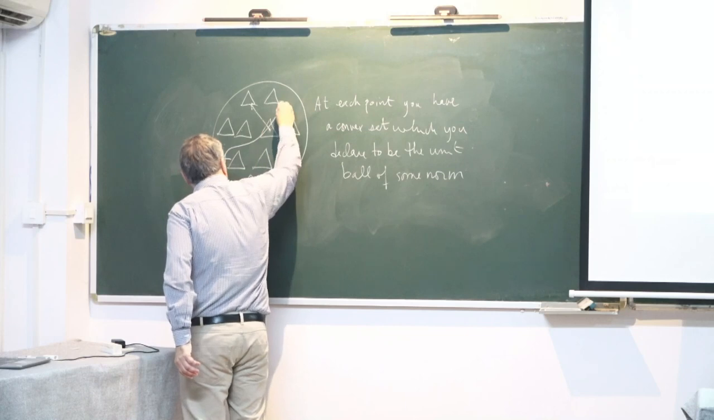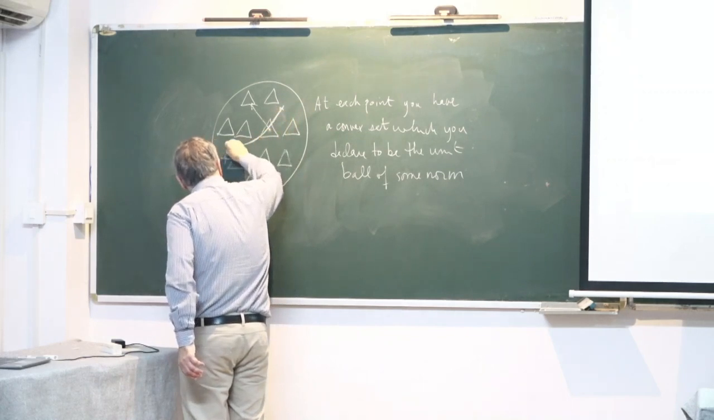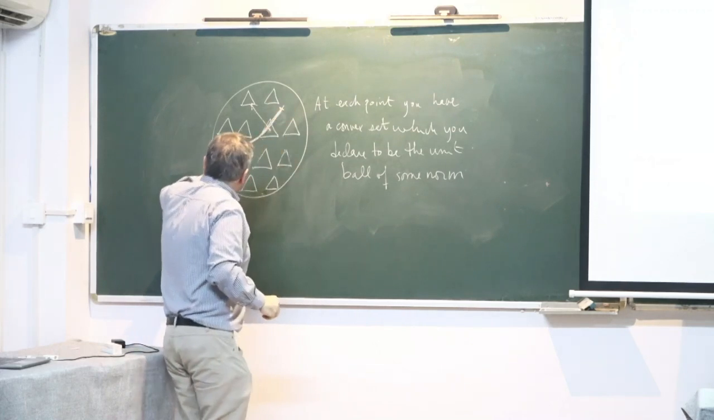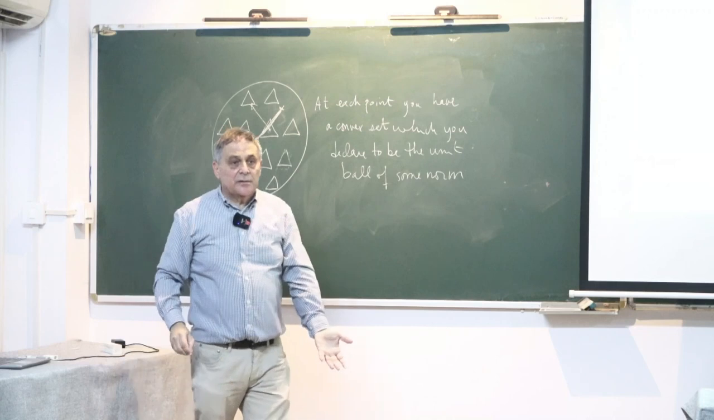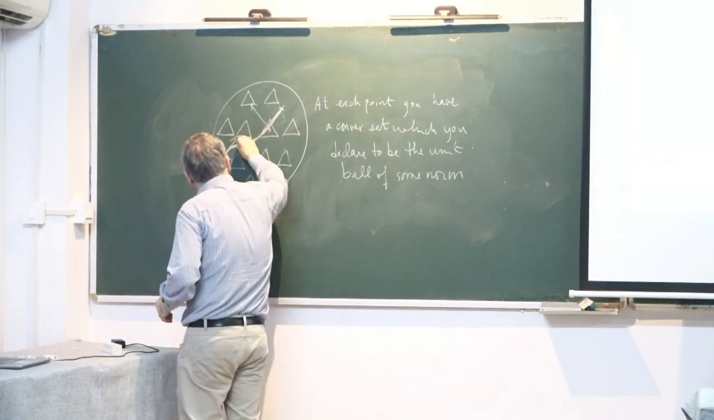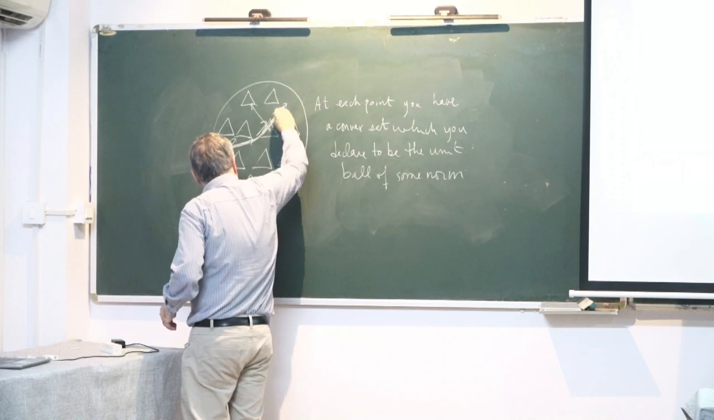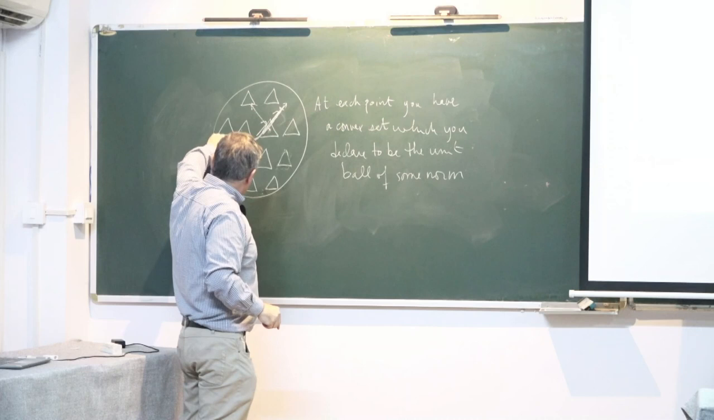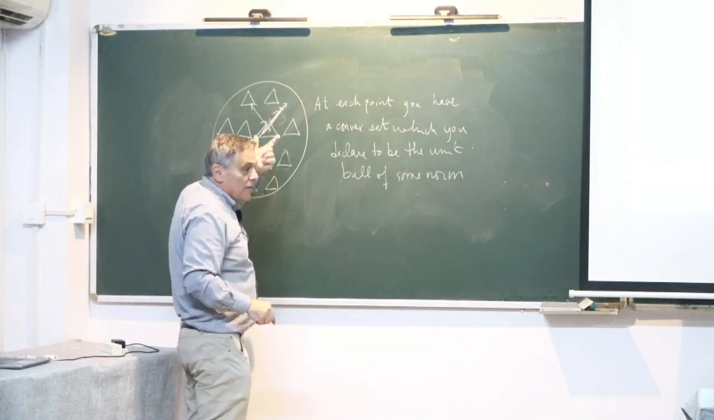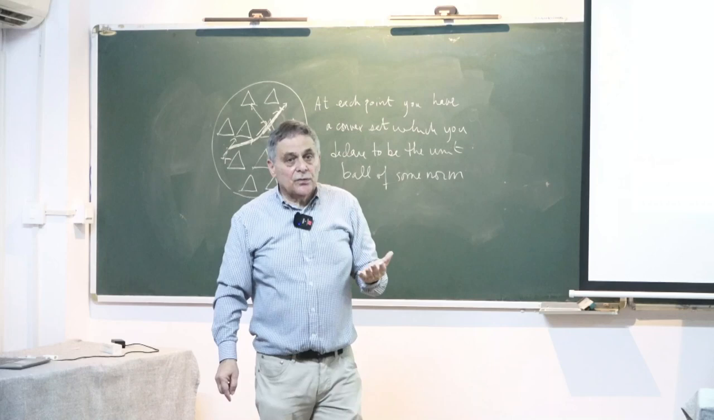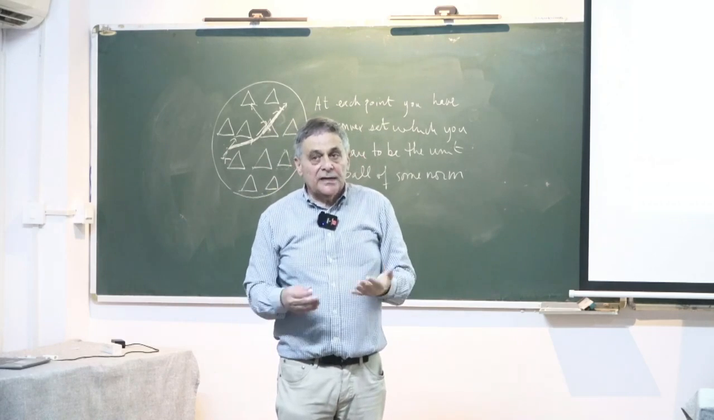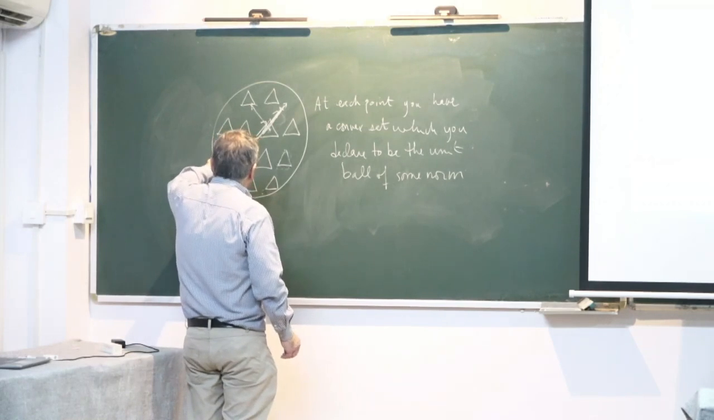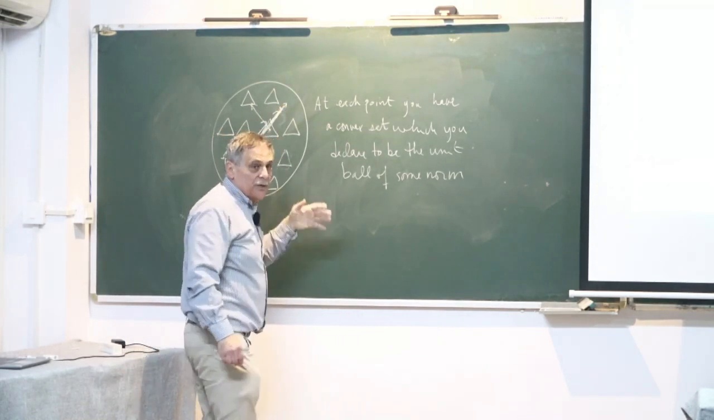You take 2 points, any 2 points. You join them by a differentiable curve. And you can say what is the length of this differentiable curve, because it has tangent vectors, because it is differentiable. At each tangent space, you can say what is the norm of the vector tangent to this curve, right? So you find a number, and then you take the infimum over all the differentiable curves joining these 2 points.